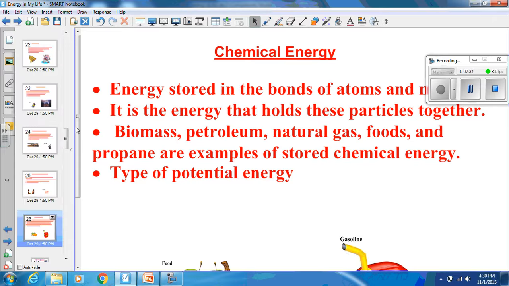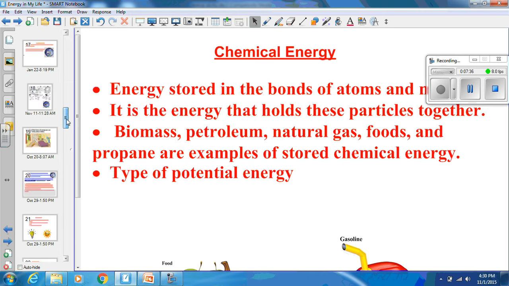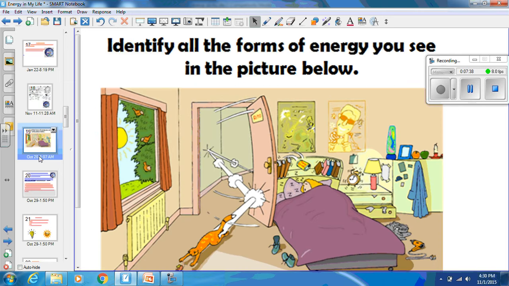I would like for you to go back to that picture that we saw at the very beginning of the video. And now that we've looked at some different forms of energy, you can now probably look at this picture and see lots of different types of energy based off the ones that we just discussed.